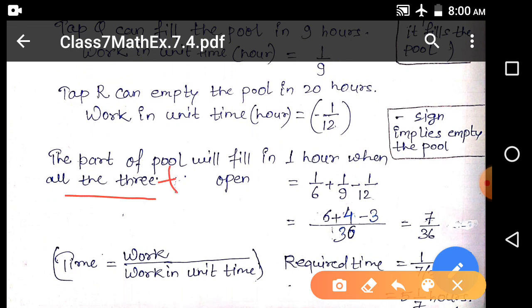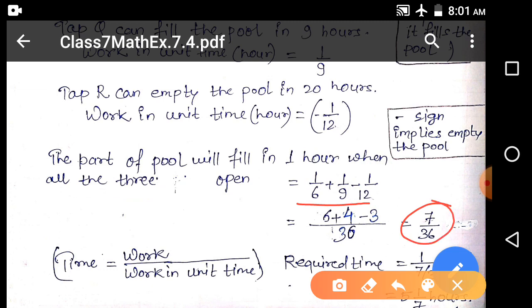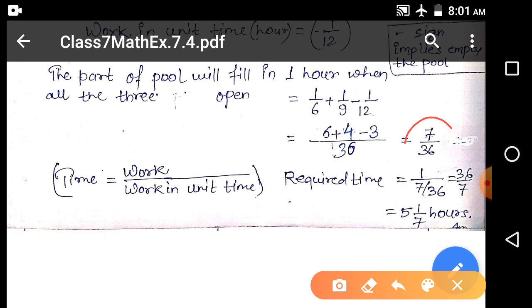Well, all three taps are open, then what happens? See, this part is filled by P in 1 hour, this part of the pool is filled by Q in 1 hour, and this part is subtracted by R. Now after solving this, you can easily get 7 by 36. So what is this 7 by 36? This 7 by 36 is actually the part of the pool filled in 1 hour when all three taps are open. So this is the work per unit time.